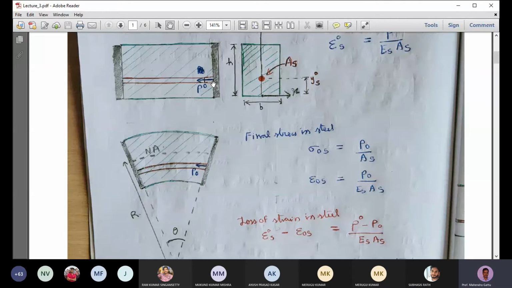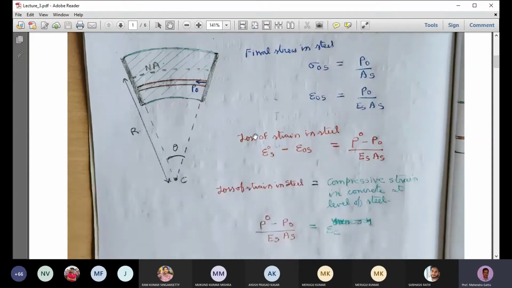Previously, when we applied the compatibility condition, the tendon was concentric. As a result, whatever loss of strain in the steel was gain in concrete throughout the cross section. But here, the gain in compressive strain is isolated, and it will be with reference to only the concrete at this level. Concrete where the steel tendon is passing at that level has this gain in compressive strain, and that will be equal to the loss in tensile strain of the tendon.